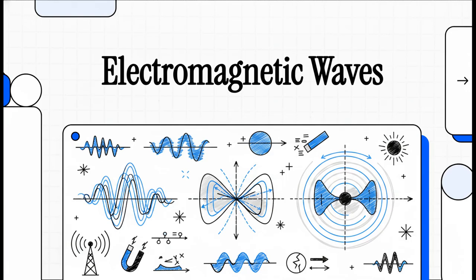Welcome to This Explainer. Today, we're going to translate some pretty dense physics into the incredible story of how we discovered the invisible forces powering our modern world. In this chapter, we're exploring the very fabric of how energy travels through space. We're moving way beyond simple wires and magnets into something truly universal. Let's get right into it.